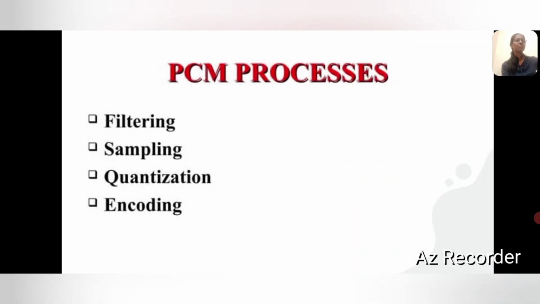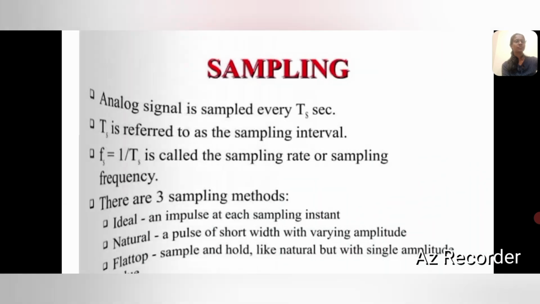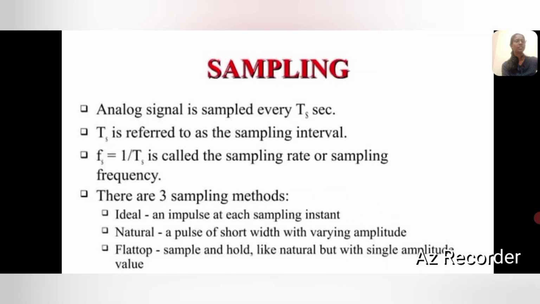The PCM process has four different steps. They are filtering, sampling, quantization, and encoding. The first one is sampling. Sampling is done on an analog signal over time in seconds. T is referred to as the sampling interval. The sampling frequency f_s is given by 1 divided by the sampling time, which is also known as the sampling rate or sampling frequency.